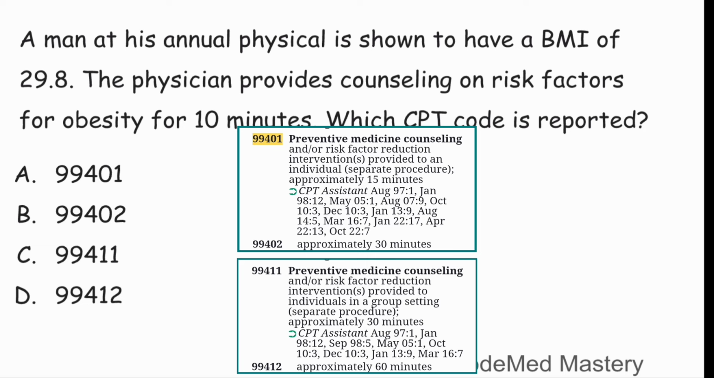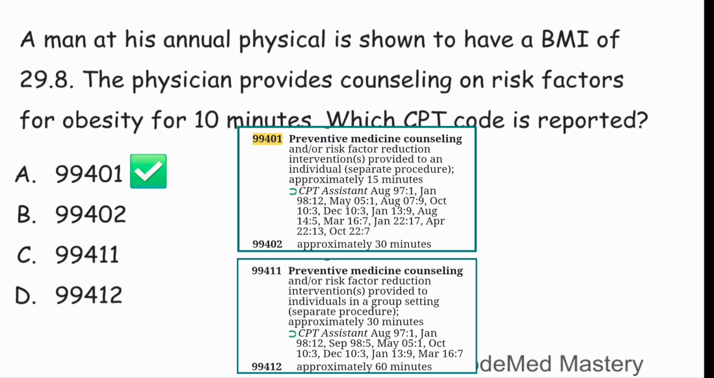Let us read the question. A man at his annual physical is shown to have a BMI of 29.8. The physician provides counseling on risk factors for obesity for 10 minutes, which CPT code is reported? So here the physician provides counseling on risk factors for obesity for 10 minutes. Therefore, the appropriate code will be 99401, that is option A.